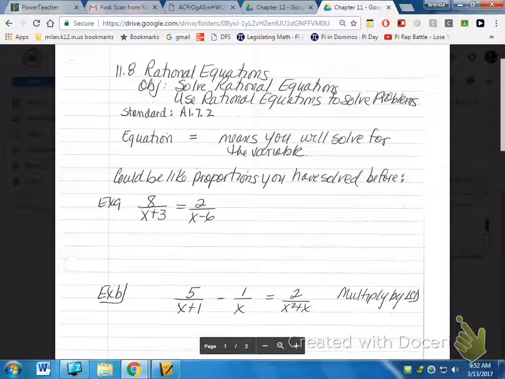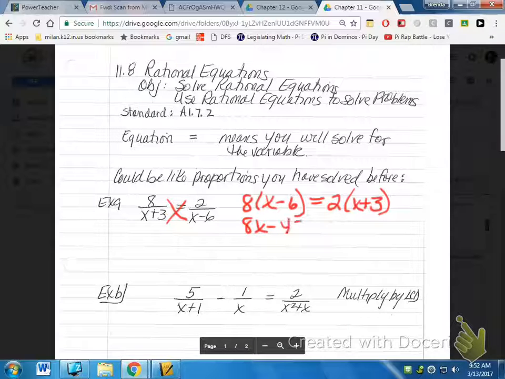So example A is 8 over x plus 3 equals 2 over x minus 6. If you get a rational equation like this, basically what you're going to do is cross-multiply: 8 times the quantity x minus 6 is equal to 2 times the quantity x plus 3. I would go ahead and distribute both sides, because that's how you solve any multi-step equation. So you'd have 8x minus 48 equaling 2x plus 6.